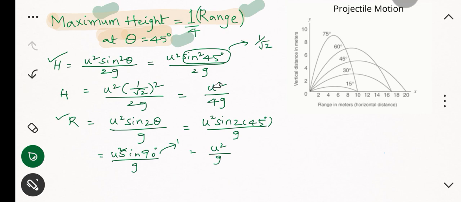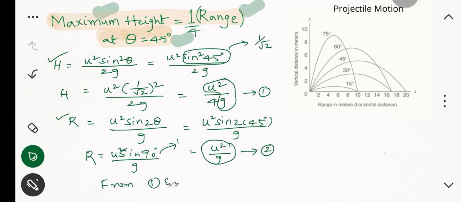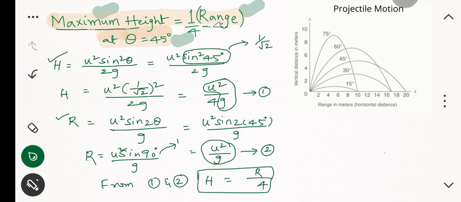From this expression, u square by g is equal to R. We have already derived range. So let us say expression 1 and expression 2. From 1 and 2, we know that u square by g is equal to R, so we get h is equal to R by 4. Hence we have proved that the maximum height is equal to 1/4 of its range at theta equal to 45 degrees.